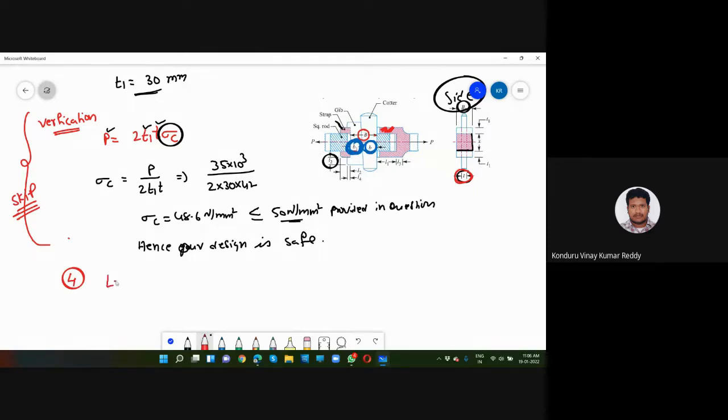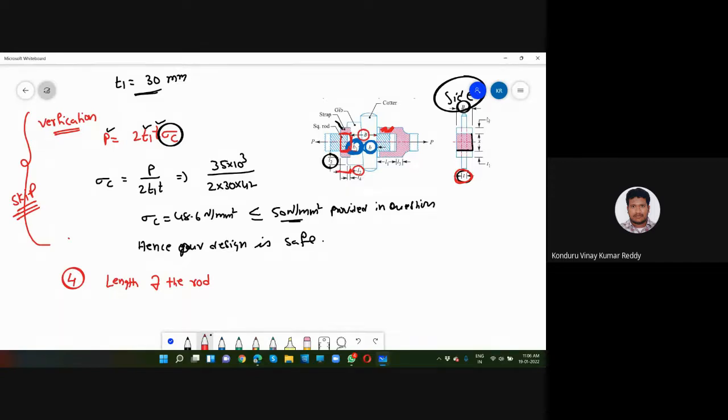The next one is the length of the rod. Here we are going to find the length of the rod as this one, L2, from here to here. What is the length of the rod? That is what we are going to find out here, from here to here. This is what we are going to find out: the length of the rod L2.